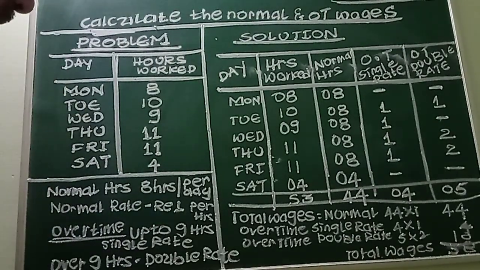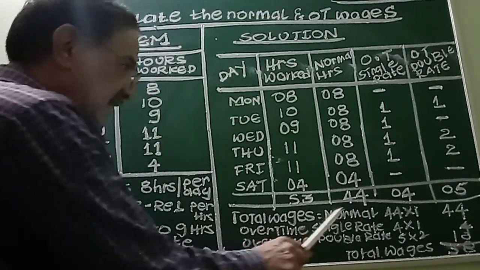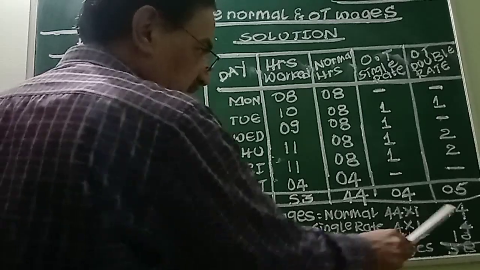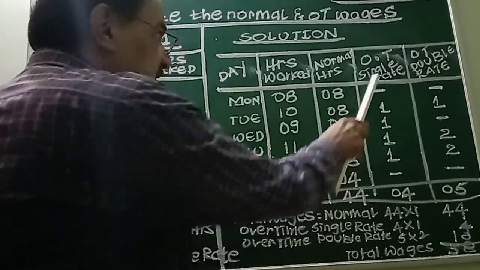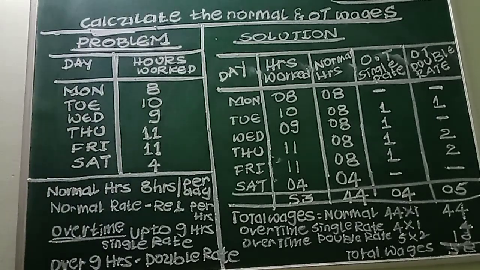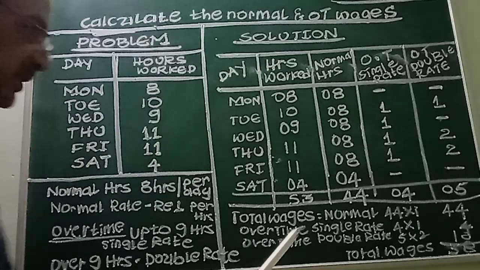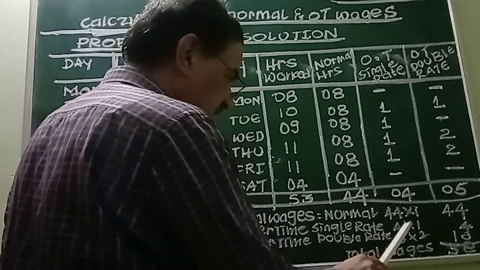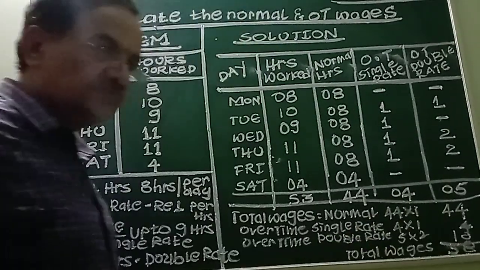Then you calculate the total wage payment. Normal rate for 44 hours, 1 rupee, 44 rupees. This is the single rate. For single rate also it will be considered only 1 rupee because it is given here. Up to 9 hours single rate, 1 rupee only will be given. 4 hours is the total of this column. 4 into 1 is equal to 4.